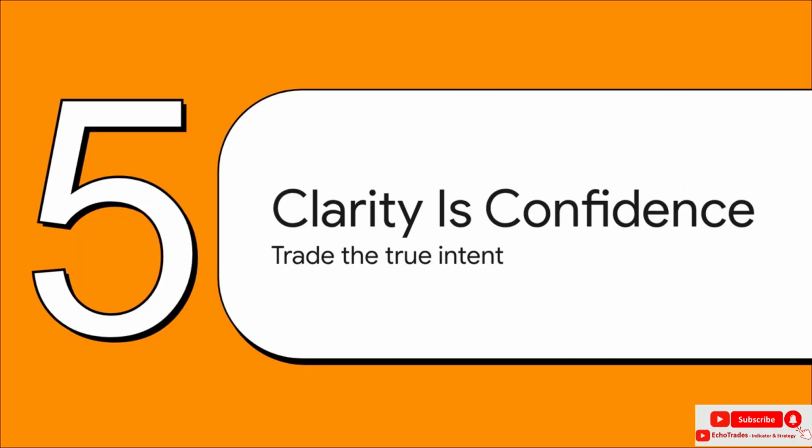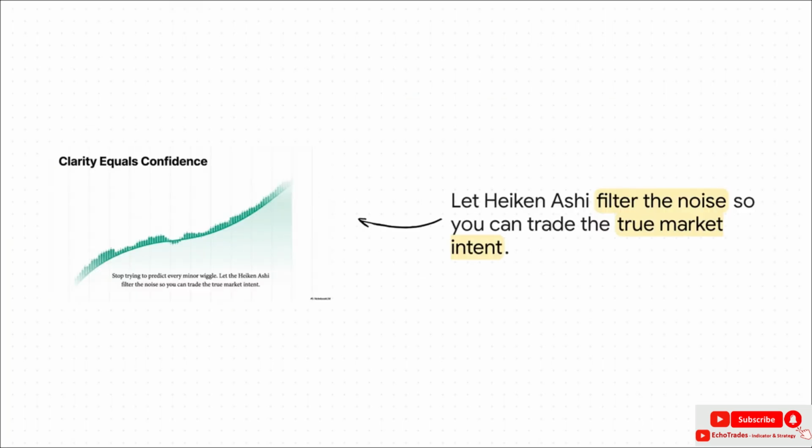So when you put all this together, what does it really add up to? It's simple, really. Clarity equals confidence. When you can see the trend this clearly, you stop getting stressed out and reacting to every minor little wiggle, and you can finally focus on what actually matters. And this is what we're aiming for. This is the goal. A chart that looks just like this. Clean, clear, and just easy to read.